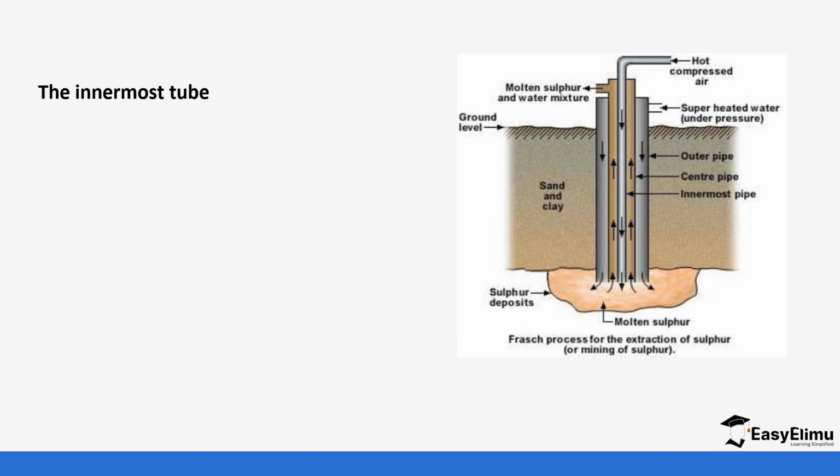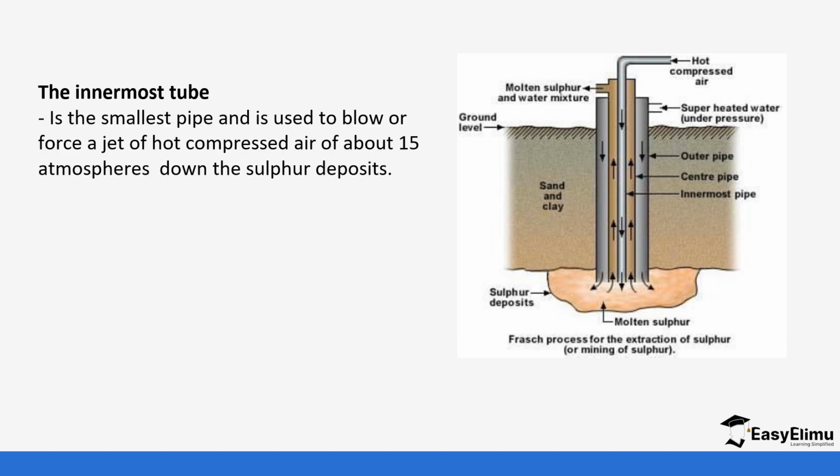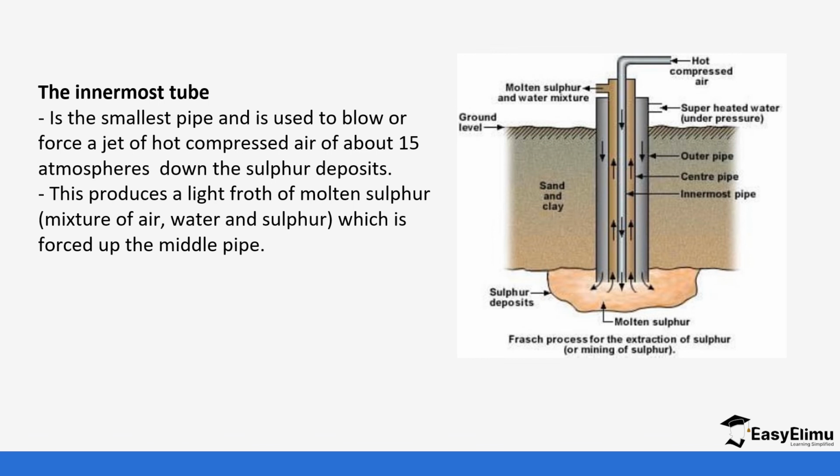And then we have the innermost pipe as well. The innermost pipe is the smallest of all the pipes. It is used to blow, or force, a jet of hot compressed air, compressed to about 15 atmospheres, down the sulfur deposit. This produces a light froth of molten sulfur.